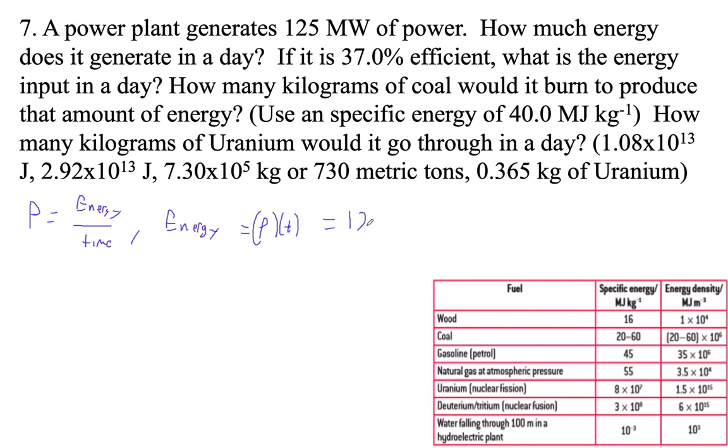So that's going to be 125 times 10 to the 6th, and that's watts. That's joules per second, right? Times 1 day. So it's 24 hours per day, times 3,600 seconds per hour. I'm just putting units on here. Normally I don't do this, but I just want to show you something here. Hours cancels hours, seconds cancels seconds, and you'll end up with joules per day, which is what we want.